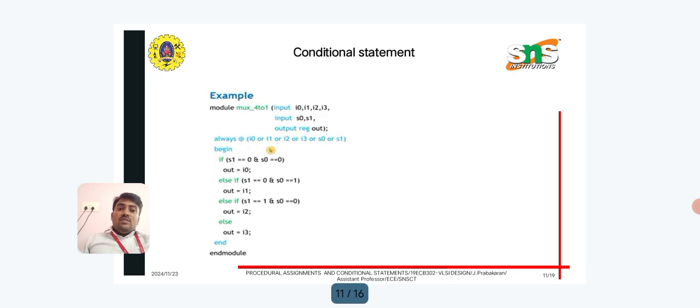Here we can use the always at block with multiple lines, so we are using begin and end. If the selector line is 0 0, then the output is I0. If the selector line is 0 1, the output is I1. If the selector line is 1 0, the output is I2. Otherwise, the output is I3.